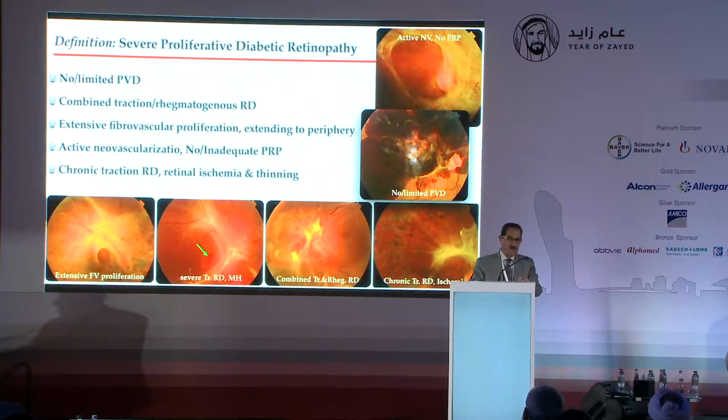Dealing with complicated proliferative diabetic retinopathy cases is really challenging to any vitreoretinal surgeon. At first, we have to define what we mean by severe proliferative diabetic retinopathy. These are eyes with no or limited PVD, combined traction rhegmatogenous retinal detachment, extensive fibrovascular proliferation extending beyond the equator and sometimes reaching the periphery because there is no PVD, active neovascularization with no or inadequate PRP, and chronic traction retinal detachment with retinal thinning and ischemia.